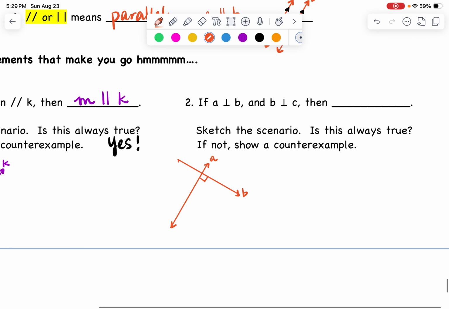And they're trying to get us to make a connection between A and C. Well, if A and C are both perpendicular to B, and they're both hitting B at that 90-degree angle, then of course that means that A must be parallel to C. They're running at the exact same angle, hitting line B, so they must be parallel to each other. And I don't want to really draw this out anymore, so I'm just going to go forward with it. The question is, is this always true?